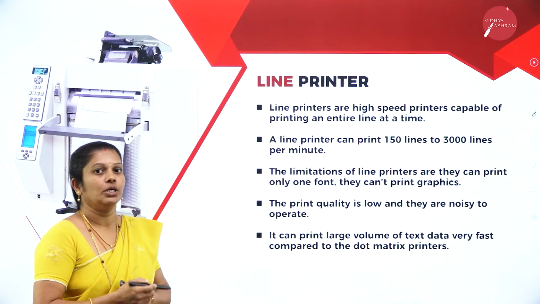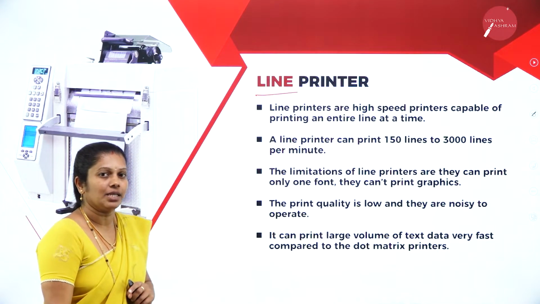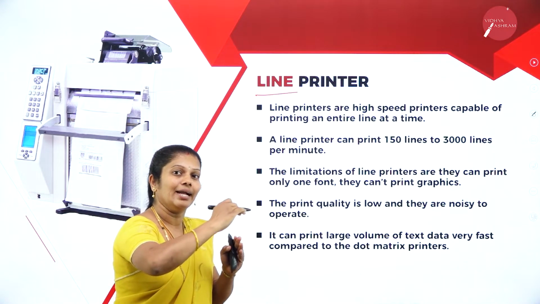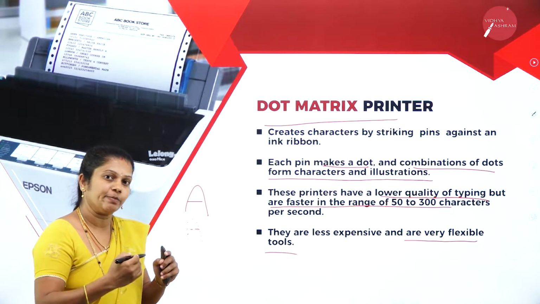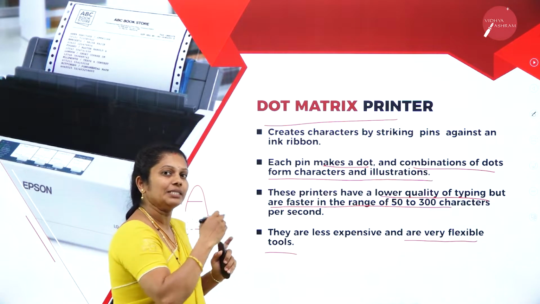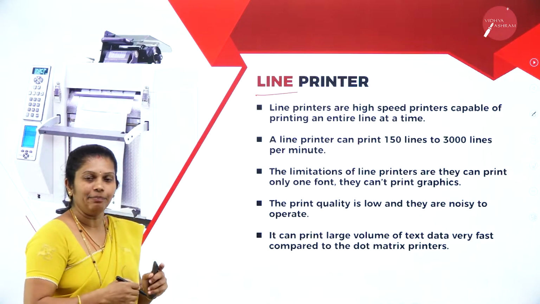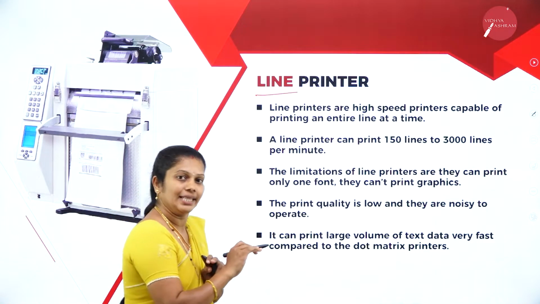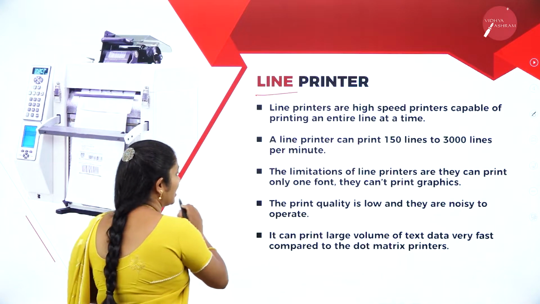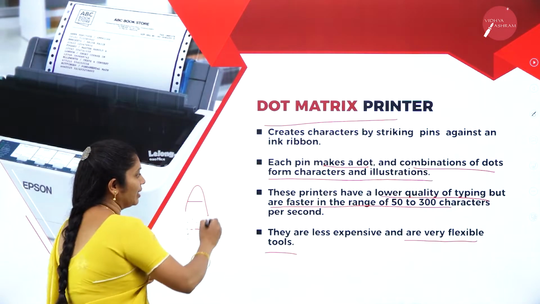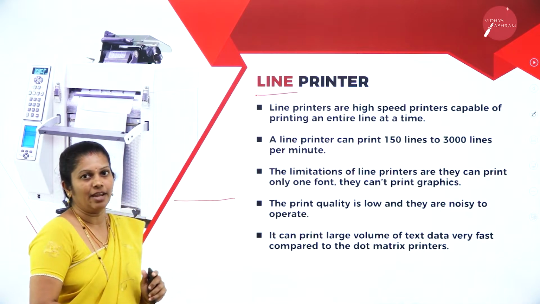Next we'll discuss the line printer. The name itself suggests it will print an entire line at a time. Whereas in dot matrix, I can display graphics also. That means I can display pictures also by using dots only. Whereas in a line printer, I cannot print any graphics or pictures. But it will print the entire line at a time. In dot matrix, it prints in dot format, whereas in a line printer, the entire line is printed at a time.